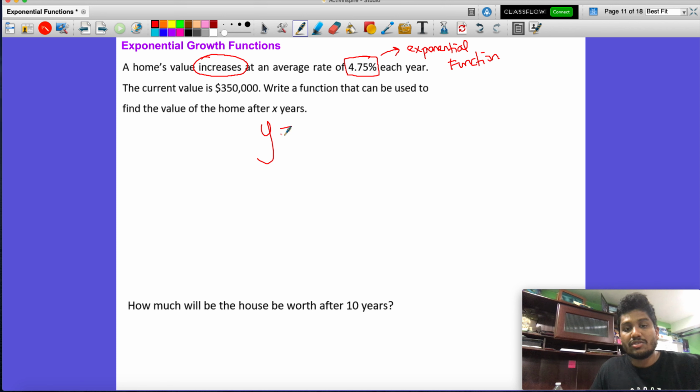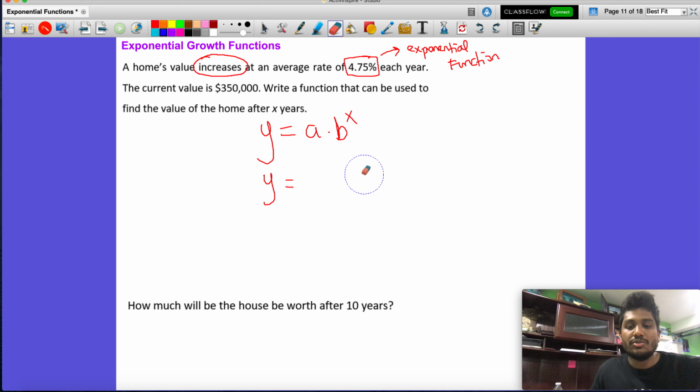So we can start off by writing the general formula for an exponential. Now from there, I'm going to drop down the y and this little x here. So x represents the home's value. I'm sorry, x represents the number of years, and y represents the home's value.